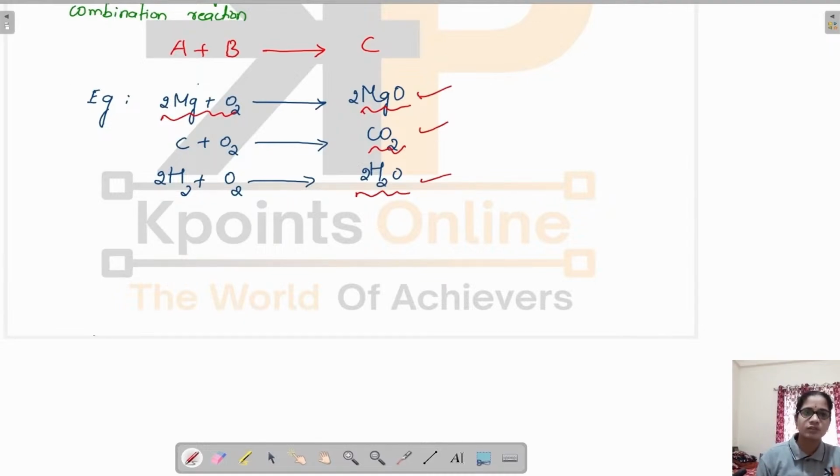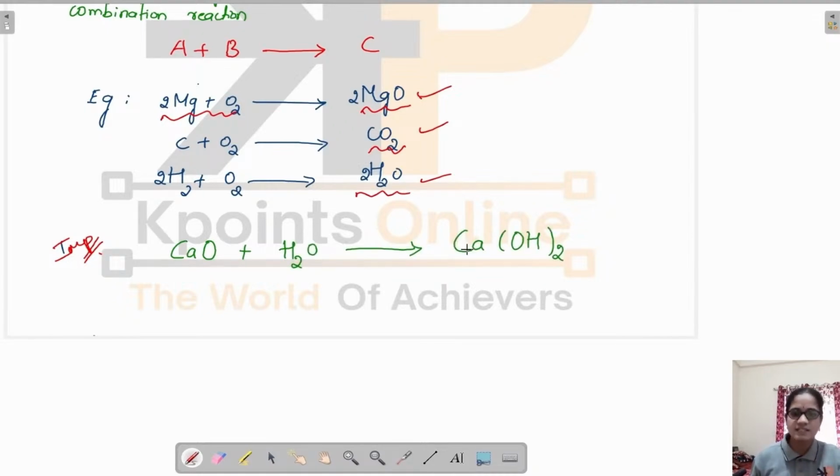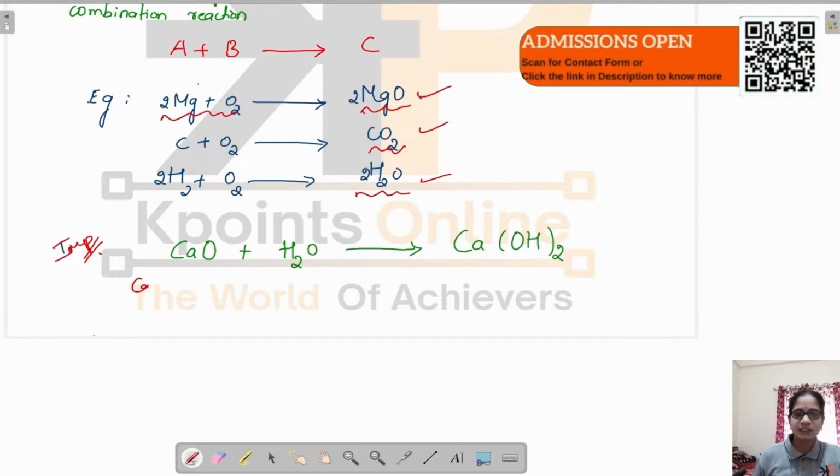Okay, and one more important example is the formation of calcium hydroxide. That is mentioned in your NCERT syllabus also. When calcium oxide reacts with water, it forms calcium hydroxide. Is the equation balanced? Yes, the equation is balanced. It is calcium oxide, also called quicklime.